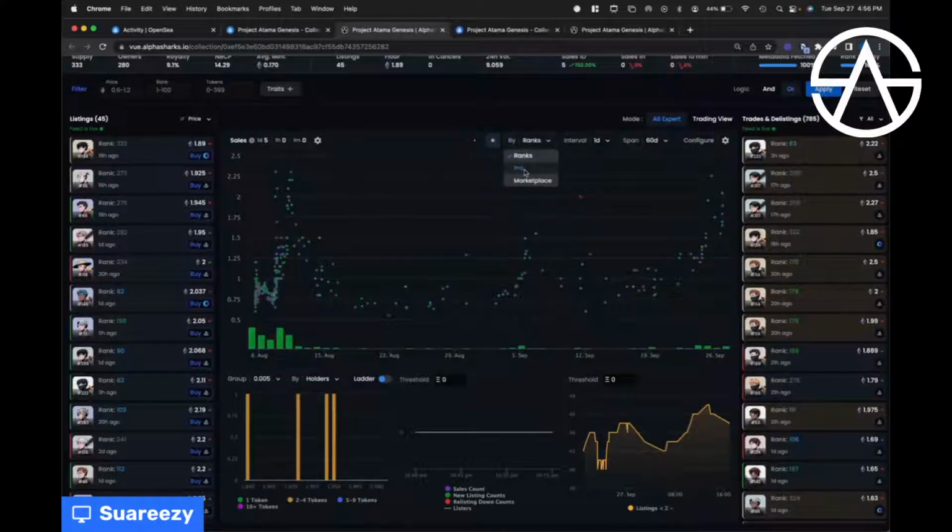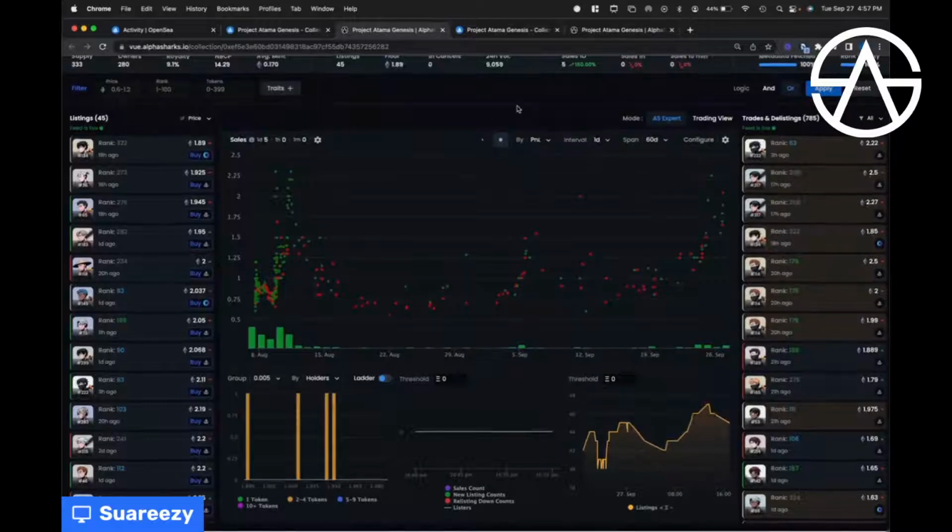Another cool thing is you can filter by P&L. This is a very neat feature where you can actually see, again, where people are making money and where people are actually losing money. Another thing, you can filter by marketplace if that's your thing as well. Then you can also change the time spans here as well.